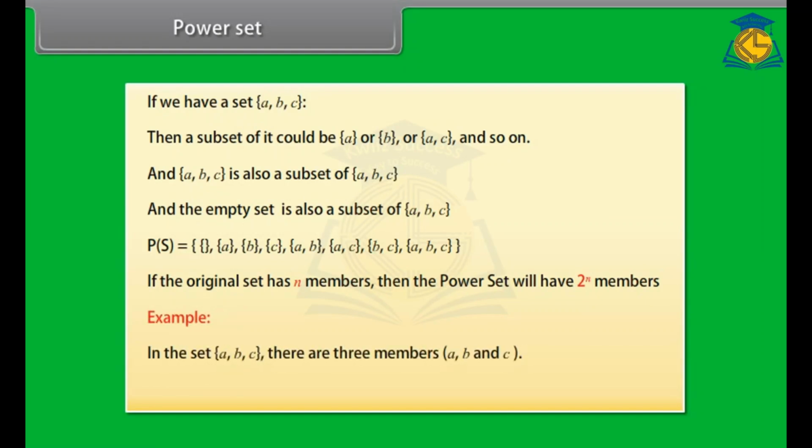Example: in the set {A, B, C}, there are three members A, B, and C. So, the power set should have 2 raised to power 3 is equal to 8, which it does.